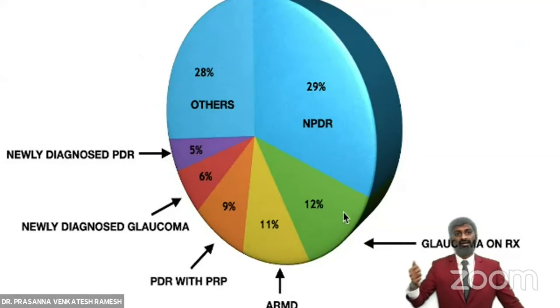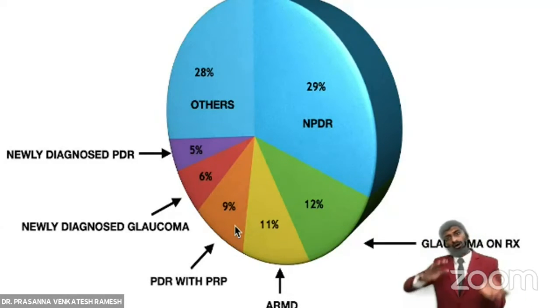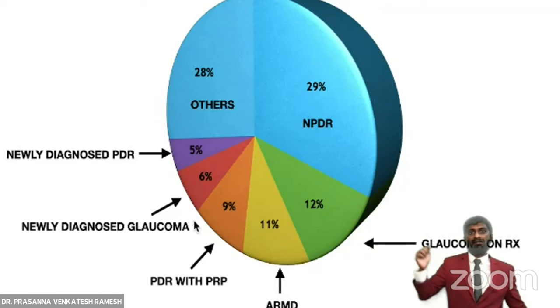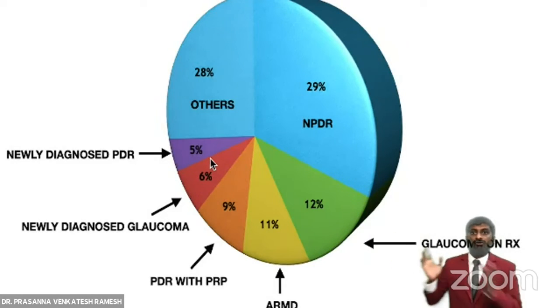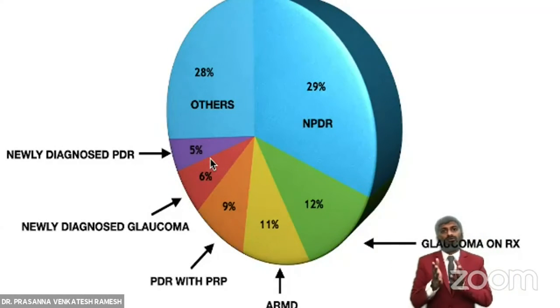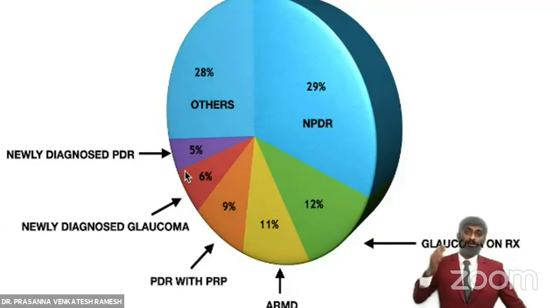In that, 29% had NPDR, 12% already had glaucoma and were on treatment, 11% had ARMD, and 9% were PDR already treated with PRP. But the main thing is the 5% and 6%. 6% of them were newly diagnosed with glaucoma, and 5% were newly diagnosed PDR. So it still made a huge game-changing impact. Going only with a fundus photograph, we are able to pick up new diagnoses such as glaucoma and PDR.